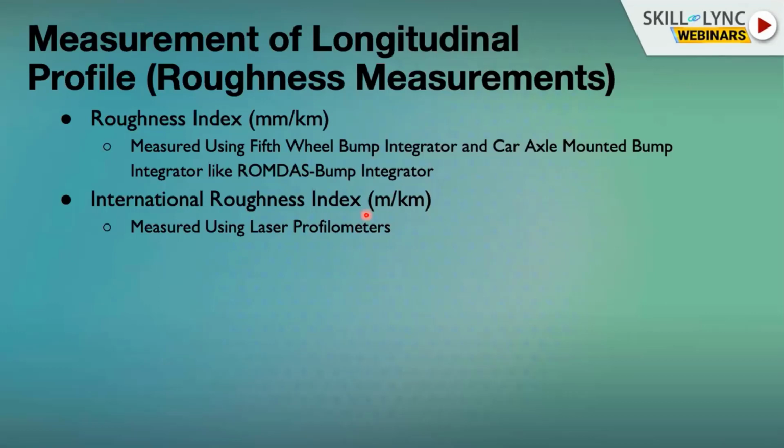If you look clearly at the units, you can understand what this roughness is about. The units are millimeter per kilometer and meter per kilometer. So basically, roughness is the amount of vertical movement per unit length of kilometer. The more the vertical movement of your profile or the road, the more the roughness. And the more the roughness, the less the riding quality. That is basically about the roughness index.